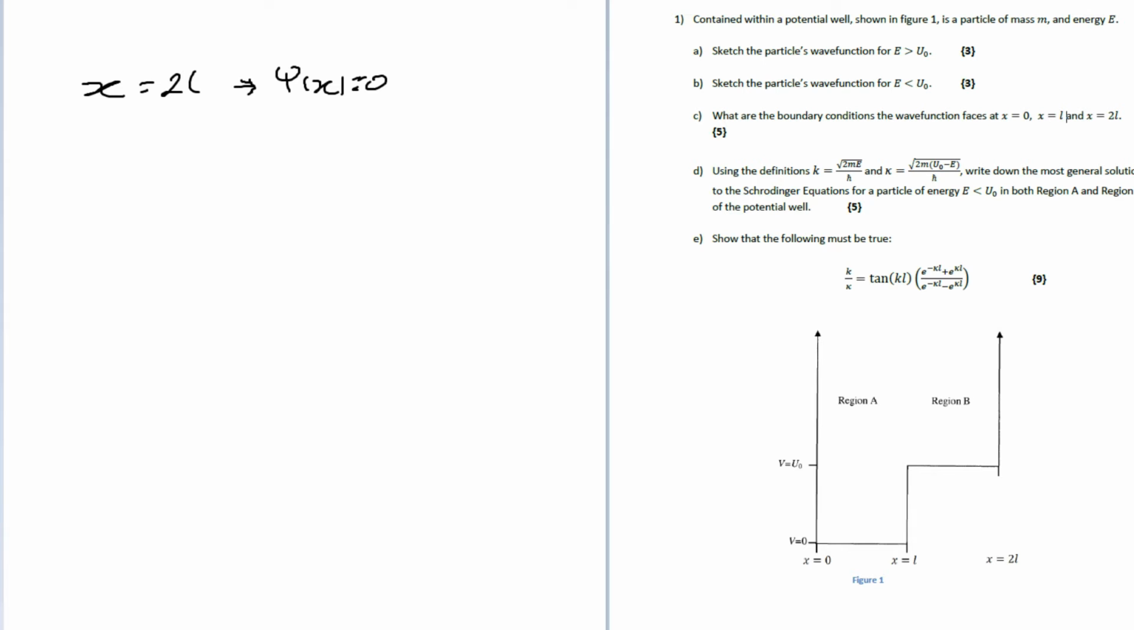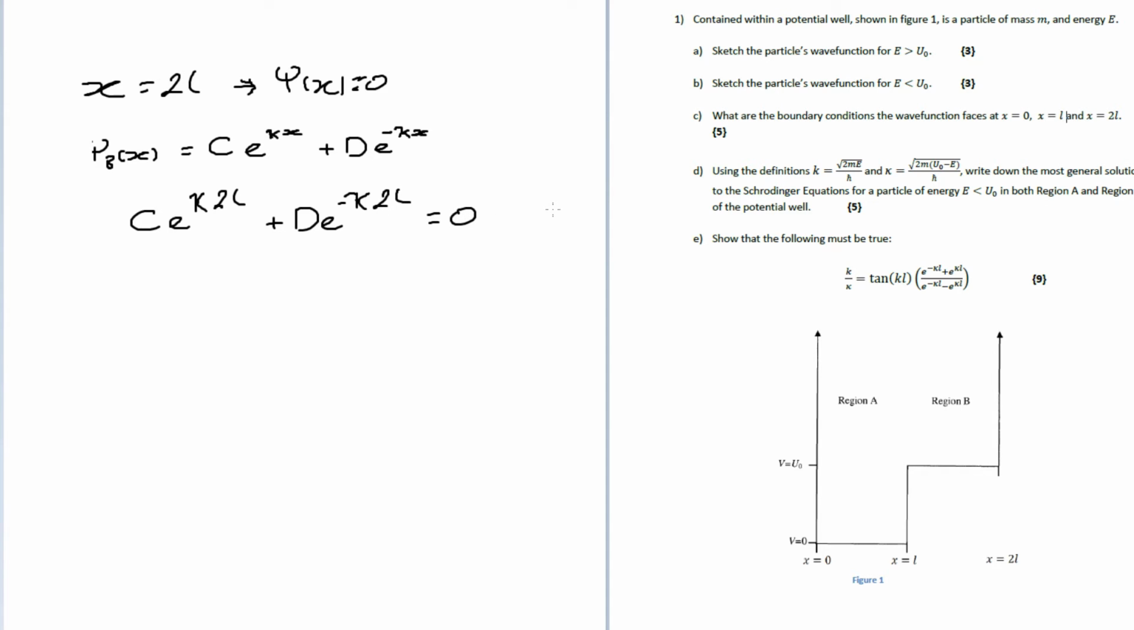So we remember what we're dealing with. And I've chopped a bit off, but it doesn't matter. You guys understand, I think. So, at x equals 2L, psi of x equals 0. So what that means is Ce^(kappa x), and then we insert our 2L here, plus De^(-kappa)(2L), so we've replaced our x's with 2L's now, equals 0. This is our boundary condition.